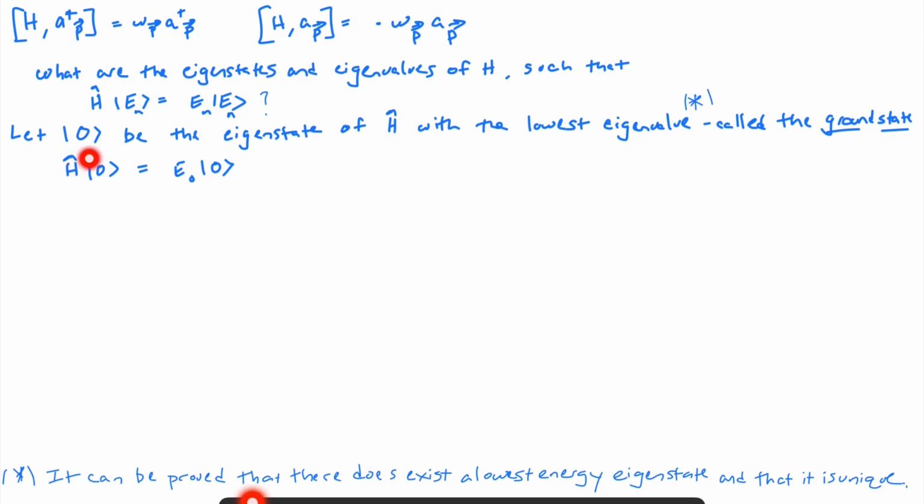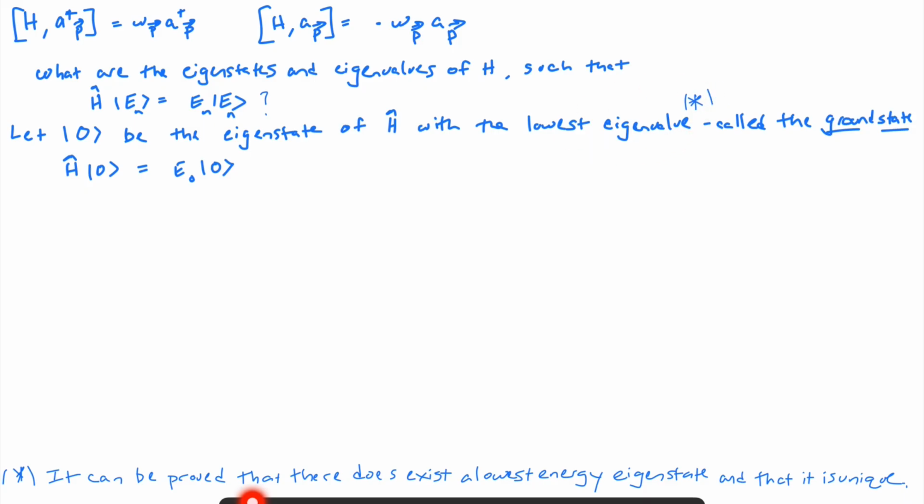Let |0⟩, this thing over here, which we actually call the vacuum or the ground state, be the eigenstate of H with the lowest eigenvalue, and that's called the ground state. This is how we symbolize it, very important. We have a ket symbol and then 0. I'm assuming that there is a lowest eigenvalue state.